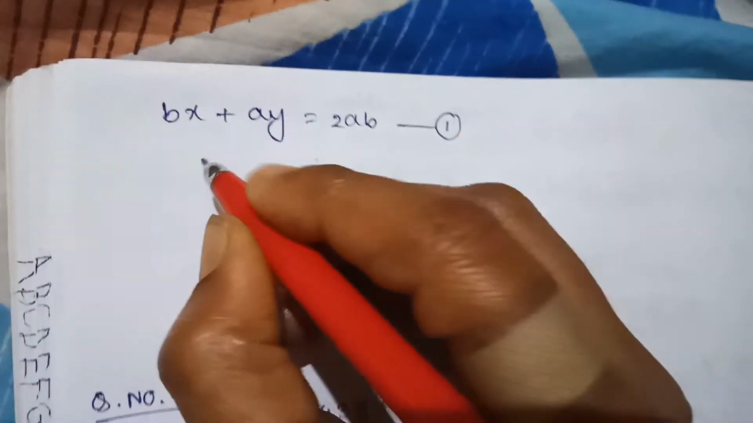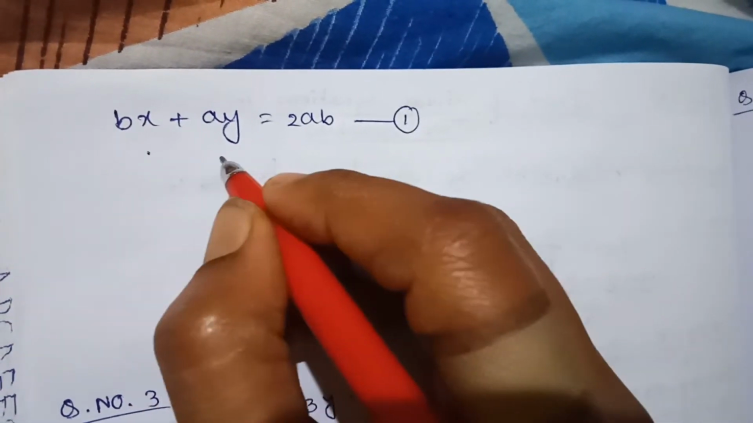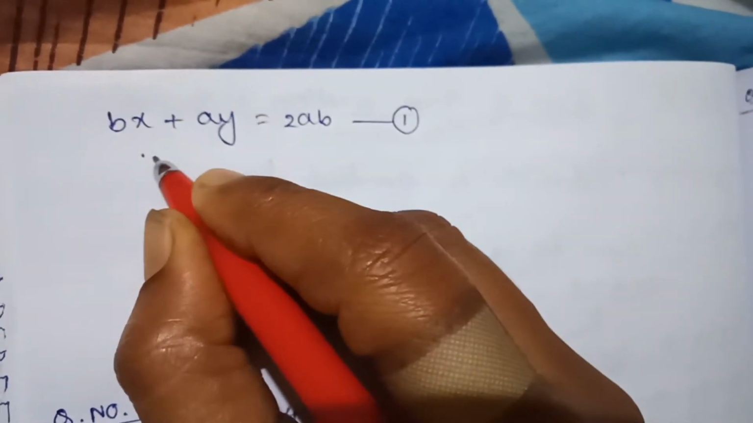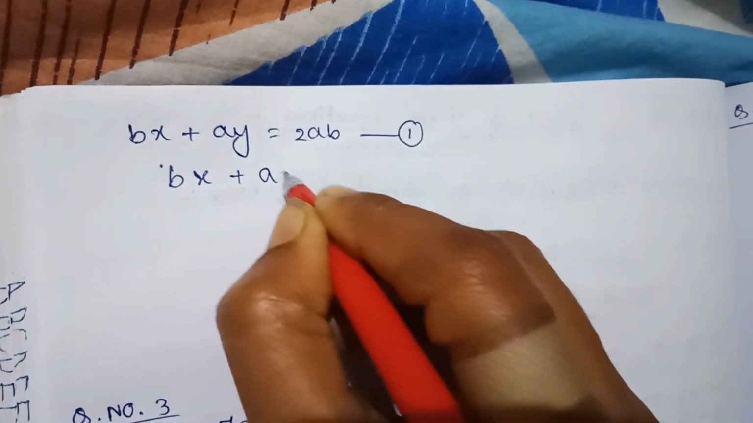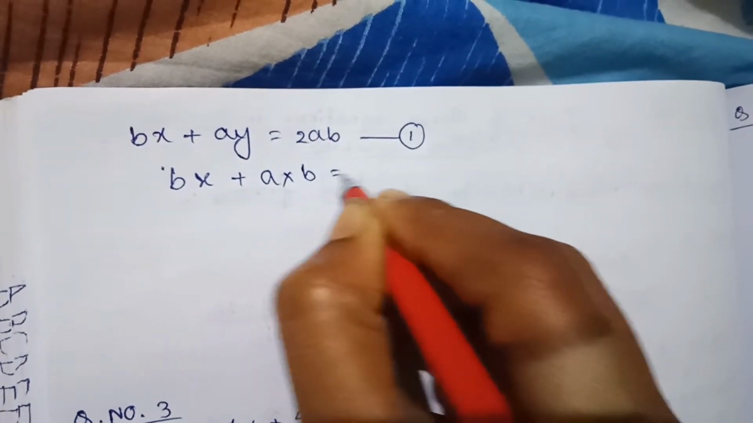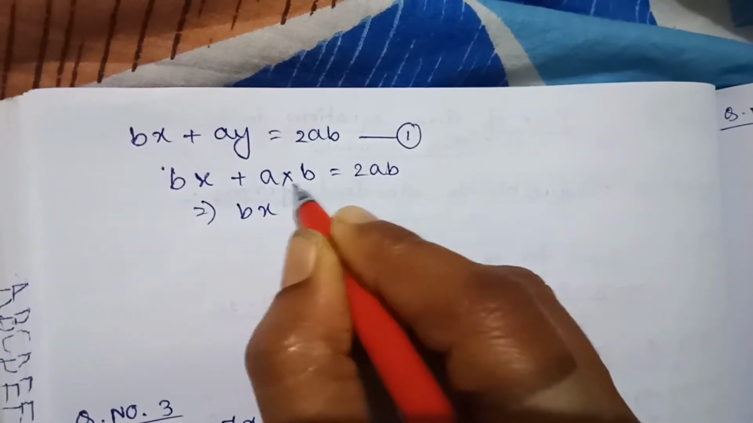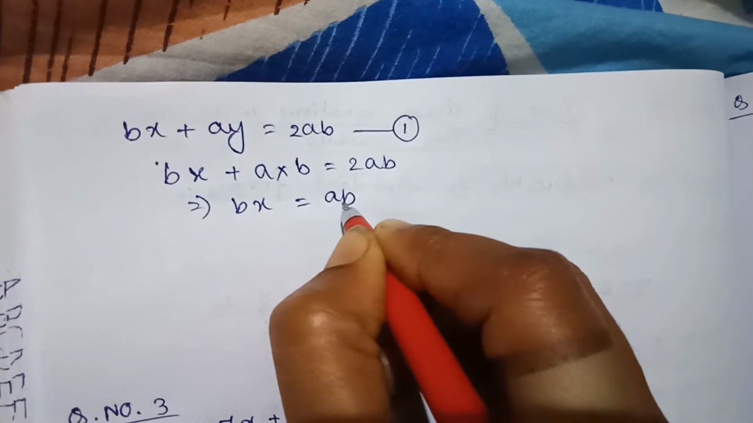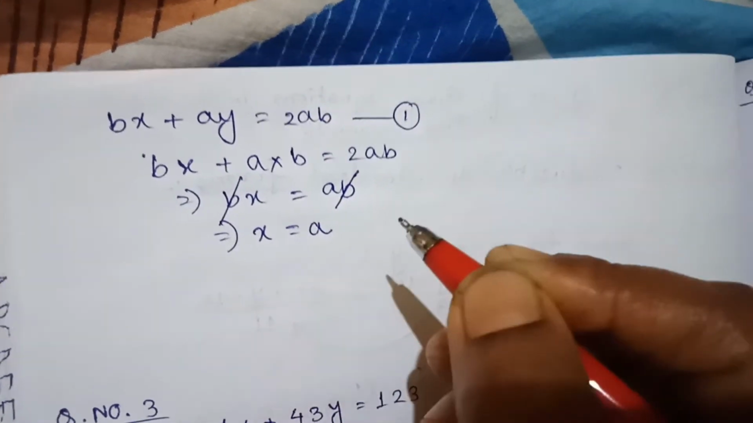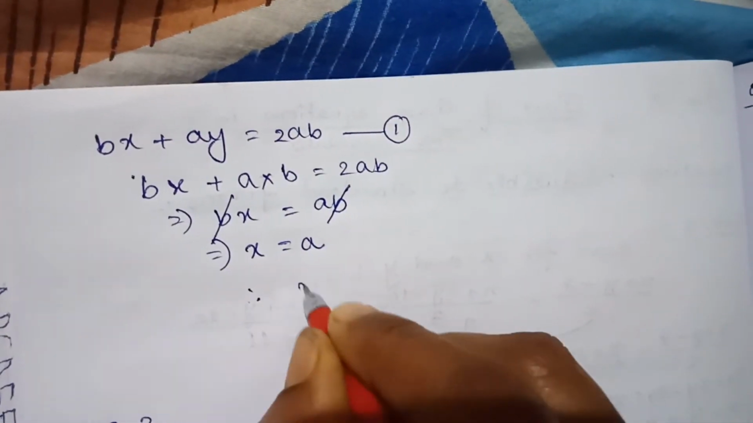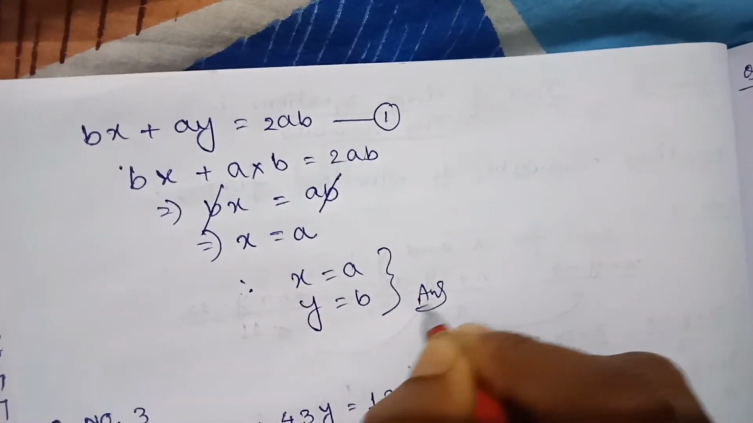Now we will put Y equals B in the number 1 equation. As I turned over the page, I have written it once again. So BX as it is plus A, in place of Y we will write B. That means BX equals 2AB minus AB. That means again AB. From both sides B can be cancelled. So X will be A. That means our answers are X equals A and Y equals B.